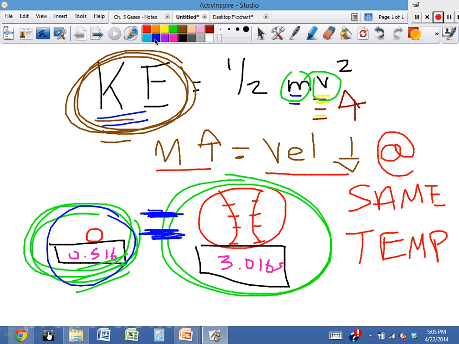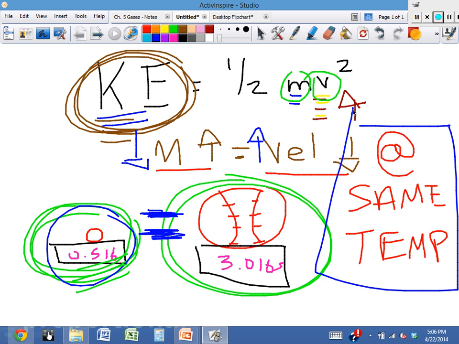If your mass decreases, which means it gets less weight, then your velocity must increase. And they offset each other, which means that as long as you are at the same temperature, any two objects will have the same energy. That's the key to this.